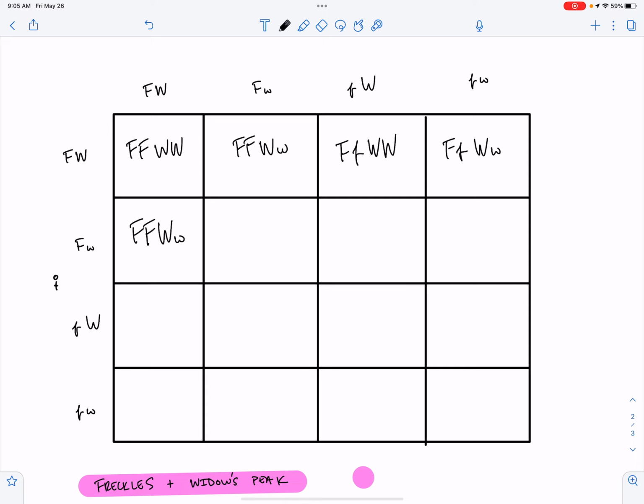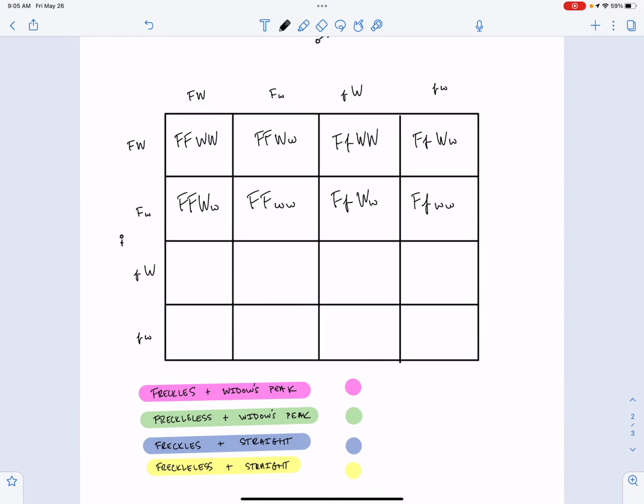W, W, capital. So you can just play some music and slowly fill out your Punnett square.